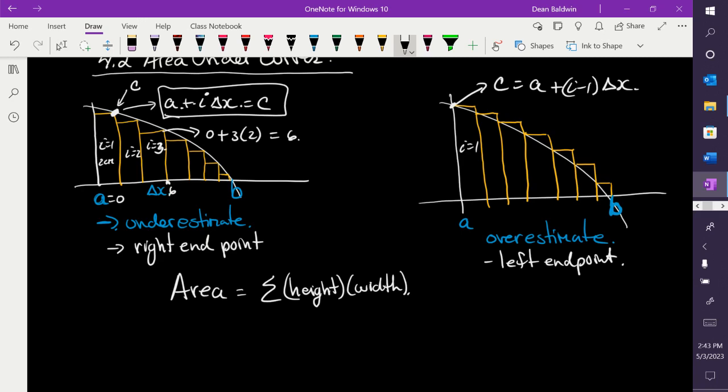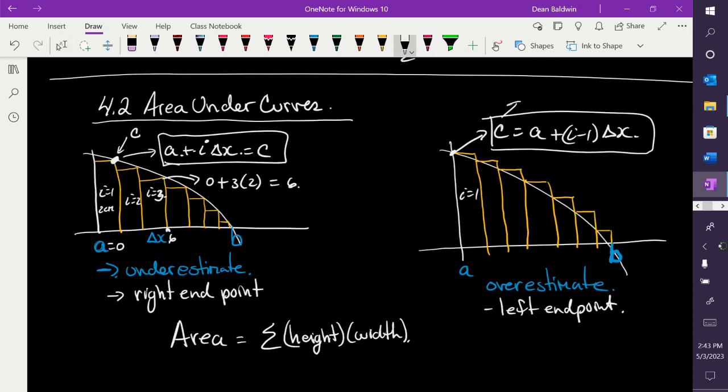Okay? You just need to remember these two formulas for right endpoint and left endpoint. Okay? That's the reason they are. And that's essentially, this formula gives you C, the height.